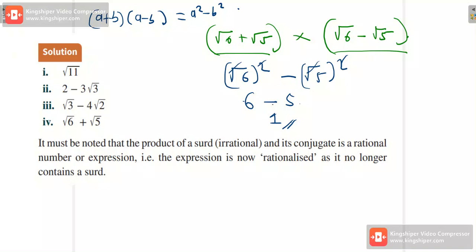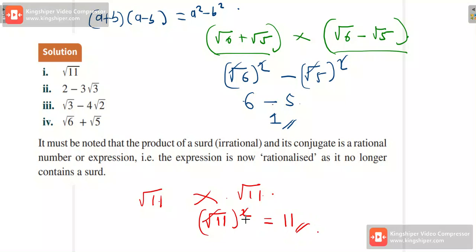Another example is root of 11. This root of 11, we saw that the conjugate of root of 11 is still root of 11. Let's multiply the two. So root of 11 times root of 11 is the same as root of 11 squared, and the square will cancel the square root. So the final answer is 11, and we know that 11 is a rational number. That is a natural number.